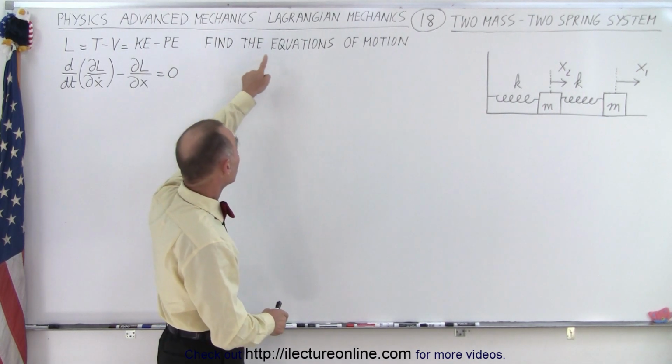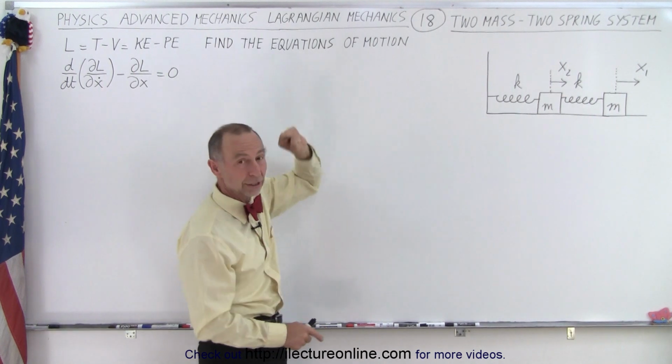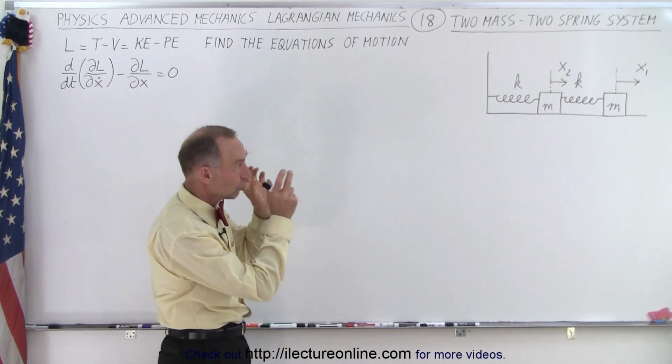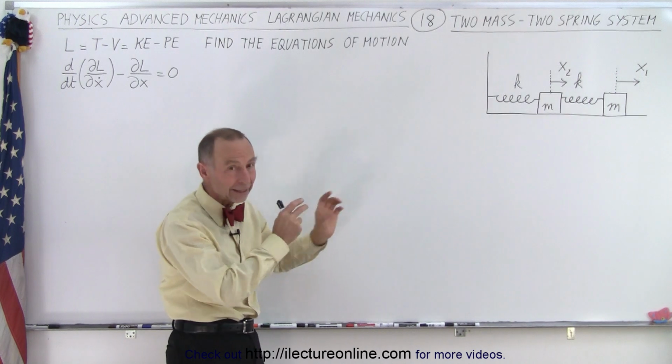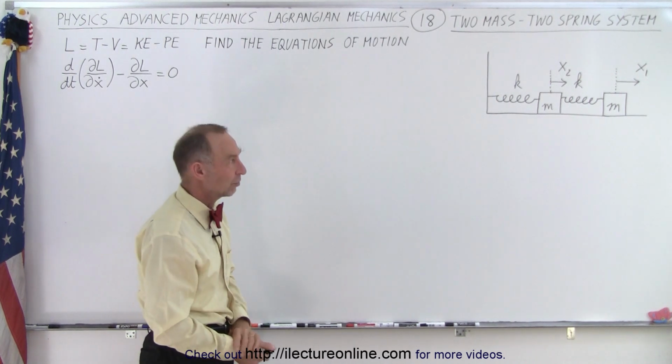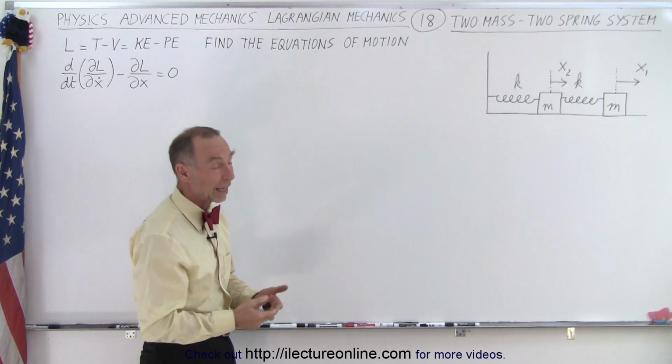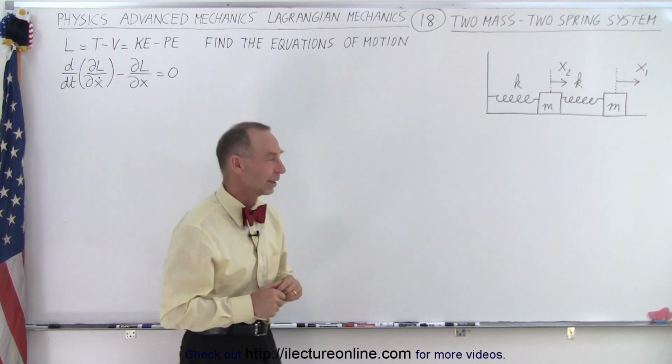So we're trying to find the equations of motion. Notice the plural here, there's going to be two of them because there are two objects that are going to be moving in independent ways. And so we have to determine that independently. And the Lagrangian is just perfect for something like that.